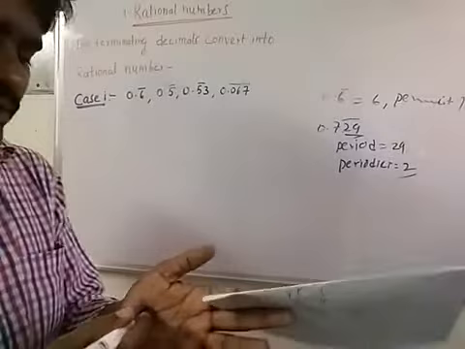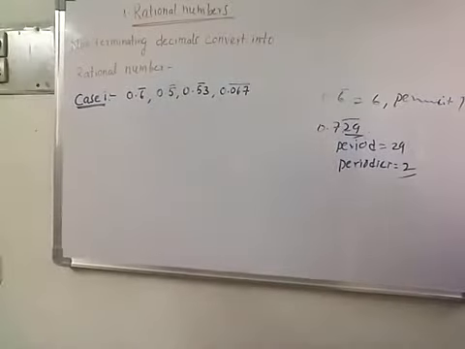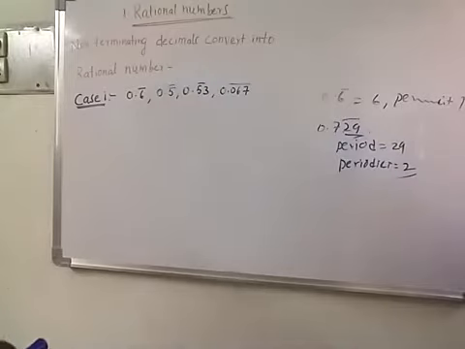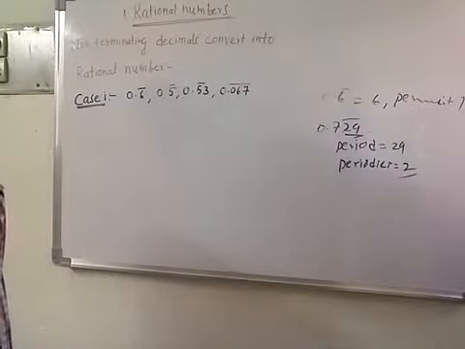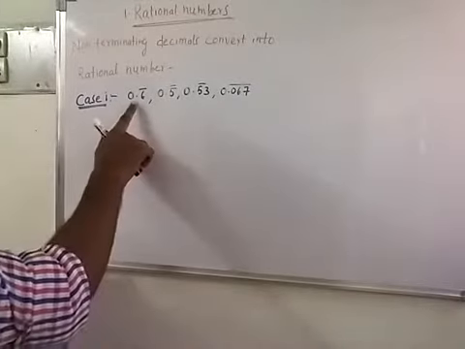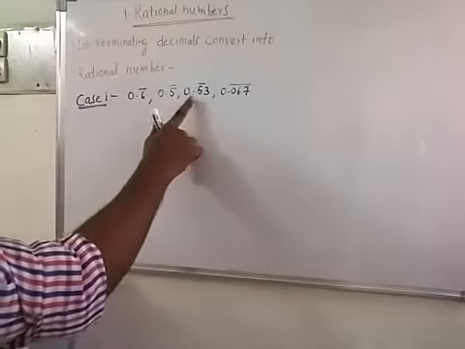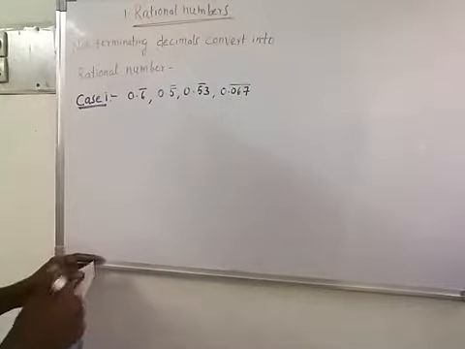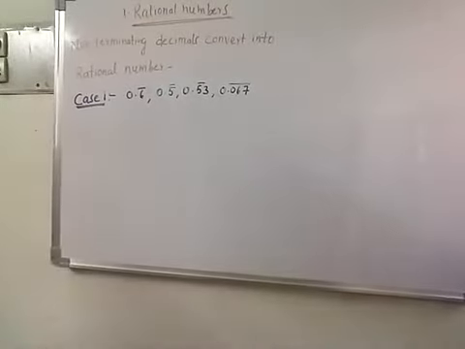Today we will discuss how to convert non-terminating decimals into rational numbers. For example, 0.6 bar, 0.5 bar, 0.53 bar, 0.067 bar. These are the first case.